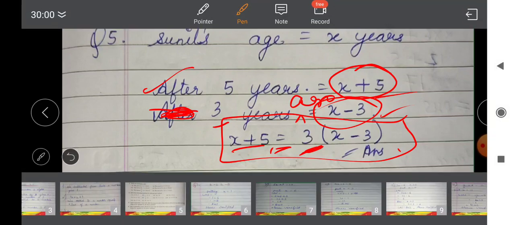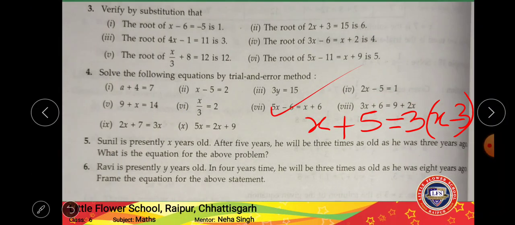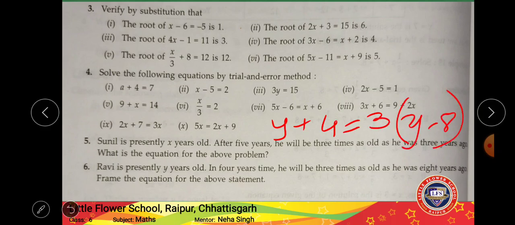Let us see the last question of this exercise. Ravi is presently y years old. What is the age of Ravi presently? y. In 4 years time means 4 years later, so y plus 4. He will be 3 times as old as he was 8 years ago. Same question. 8 years ago means how much will you subtract from y now? 8, because it is about 8 years ago.